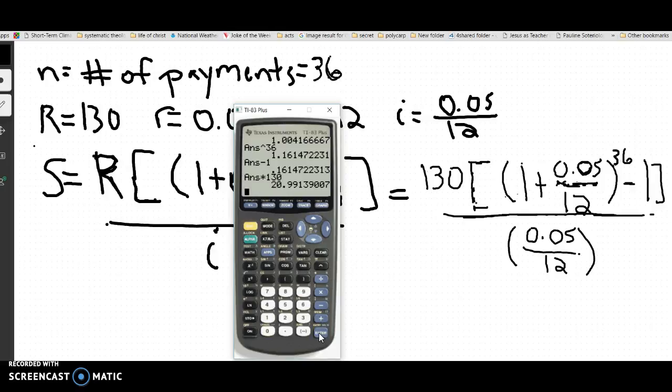20.99 and some change. Now I'm going to divide that by this number right here, divided by open parentheses 0.05 divided by 12. And that gets me $5,037.93. So that's going to be my final answer, $5,037.93.